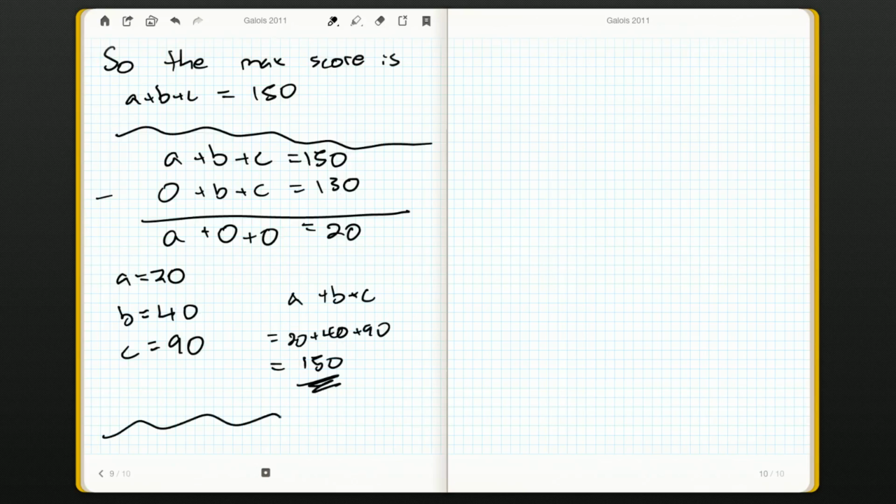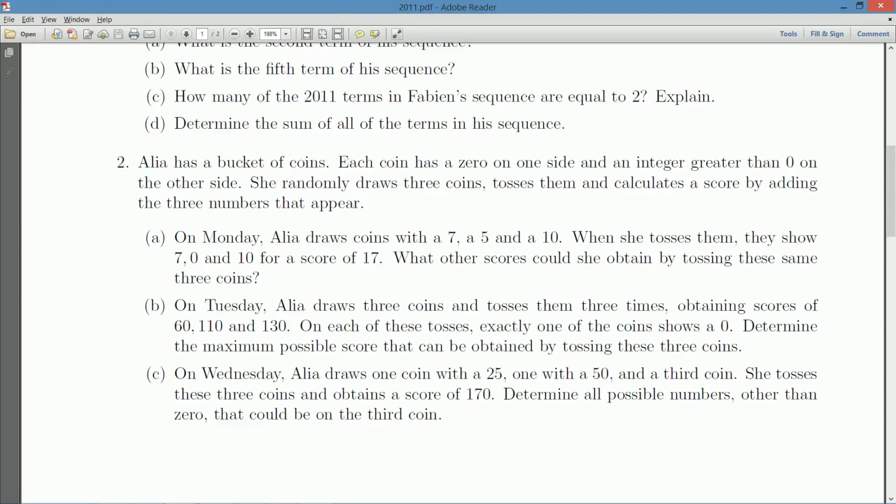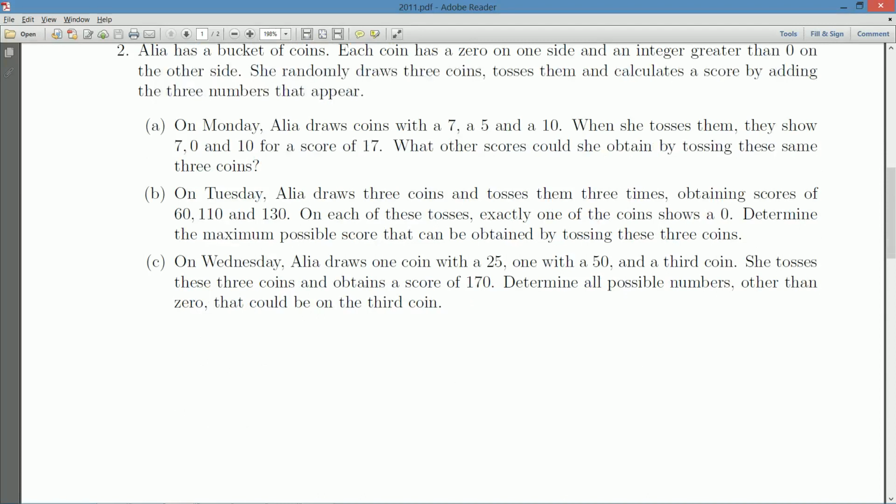Either way is fine. Either you do a little legwork ahead of time, realize that you need A plus B plus C as your final answer, or you can go ahead and work out A, B, and C, and then mess around until you find the maximum score. Alright, so C, which is the last part in question number 2.